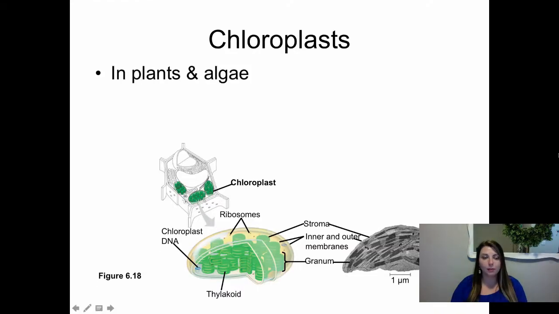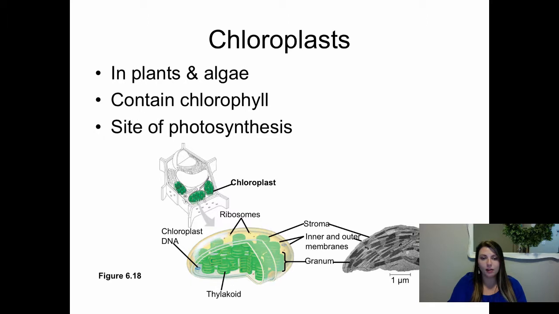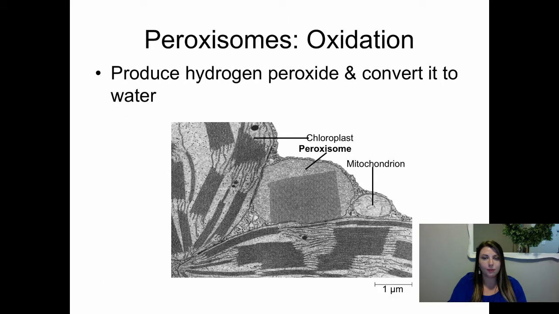So chloroplasts can be found in plants and algae. They can also be found in some single-celled organisms, but it's usually going to be an indication of a plant cell. The chloroplast contains chlorophyll, and it's the site of photosynthesis. So we also have peroxisomes, and the function of peroxisomes is oxidation.